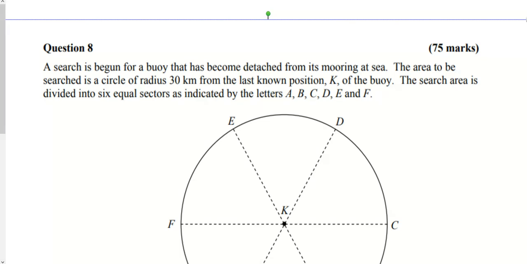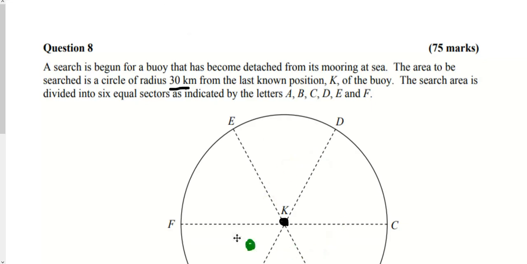A search has begun for a buoy that has become detached from its mooring at sea. The area to be searched is a radius of 30 kilometers from its last known position K. It was here, and for some reason it became detached, and it could be anywhere in this 30-kilometer range. Everybody get it? It could be anywhere in this circle.